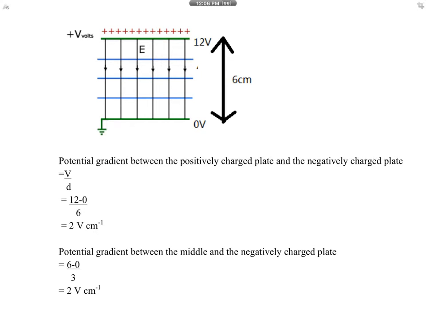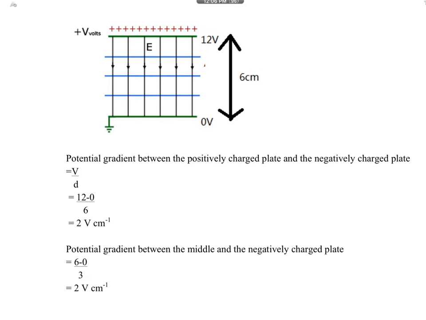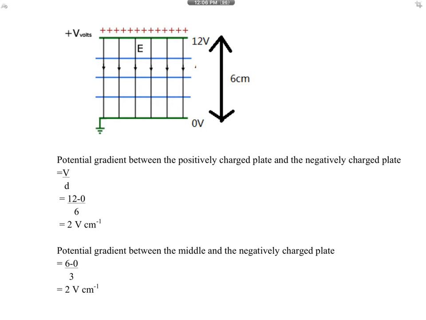And because of that, the potential will increase uniformly with distance. Meaning to say, if this is 12 volts, then this will be 6 volts, this will be 3 volts, and this will be 9 volts. So every 1.5 centimeters, it increases by 3 volts, 3 volts, 3 volts. So you will notice that for a uniform field, the potential must increase uniformly with distance. That is a characteristic. Why? Because the potential gradient between any two points must always be the same.